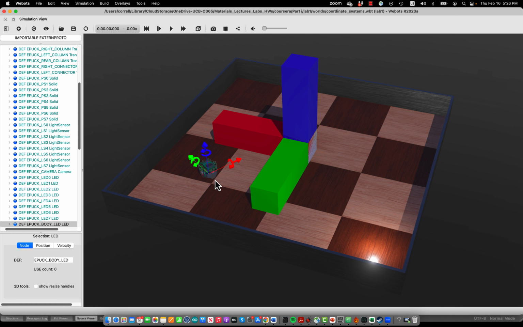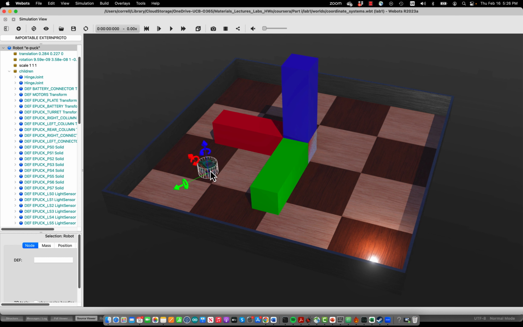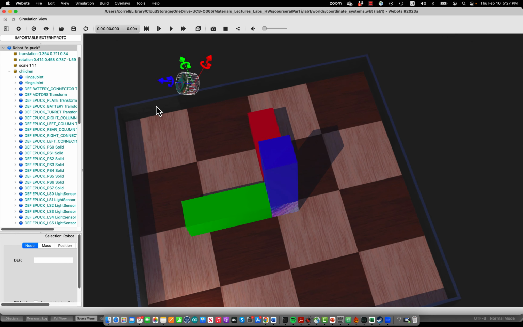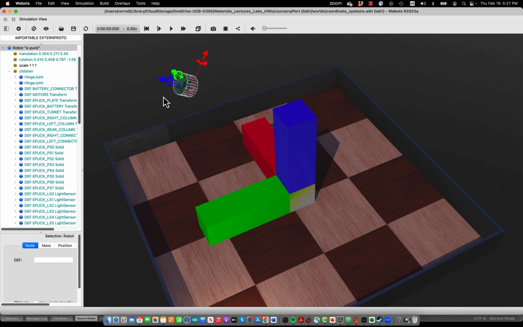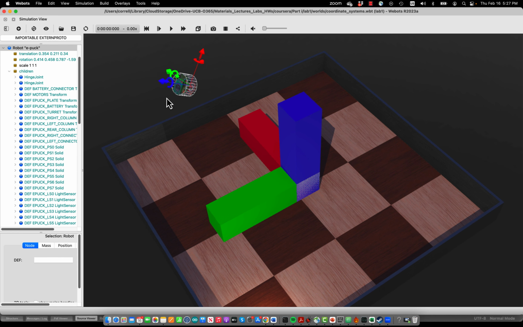Instead, I want you to remember that in order to describe the pose of a robot in an environment, I need to provide a coordinate system. So as I twist this robot, rotate it, and move it around, you see that the coordinate system of the robot always moves with it. So it is actually the coordinate system that fully describes where the robot is.